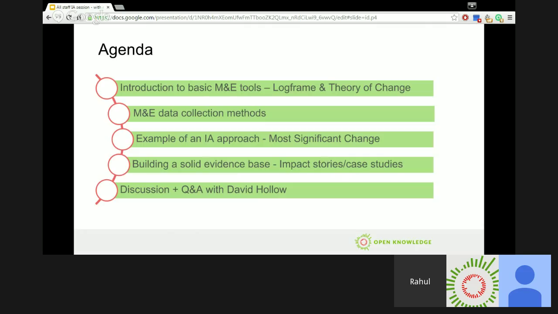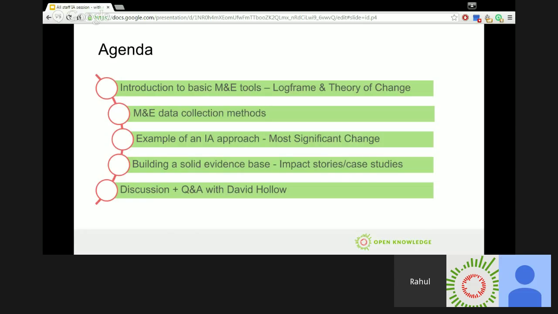M&E data collection methods will be next, and their strengths and weaknesses, and I'll be touching on the importance of mixed methods in impact assessment. We'll be speaking about most significant change, which is the impact assessment approach that I found very useful, that David introduced me to, and we'll be speaking about building a solid evidence base and things like impact stories and case studies, how we can collect this more systematically. There will be a chance to do a question and answer session with David Hollow at the end. If you have any questions, put them into the chat and we can read them all out, and he can share his knowledge on those things.